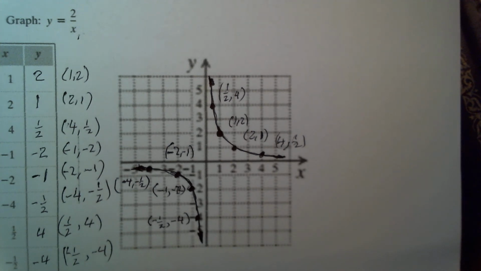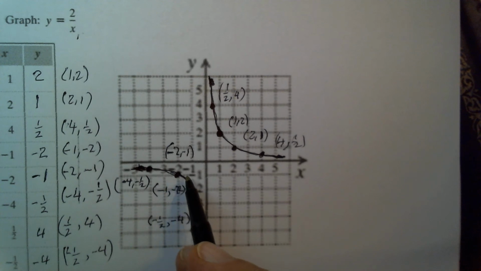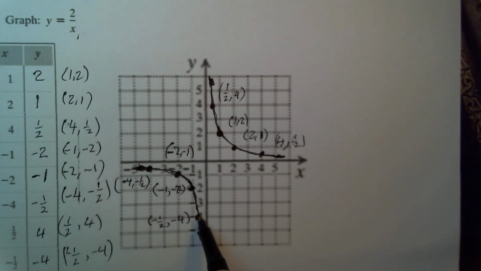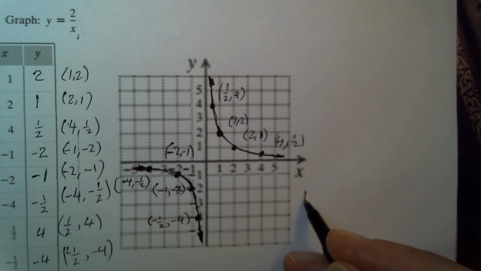Then I also graphed the other points. -4, -1/2 is here. And -2, -1 is here. And -1, -2 is here. And -1/2, -4 is there. And I connected that with a smooth line. And so what we're looking at here are the 2 branches of a hyperbola.